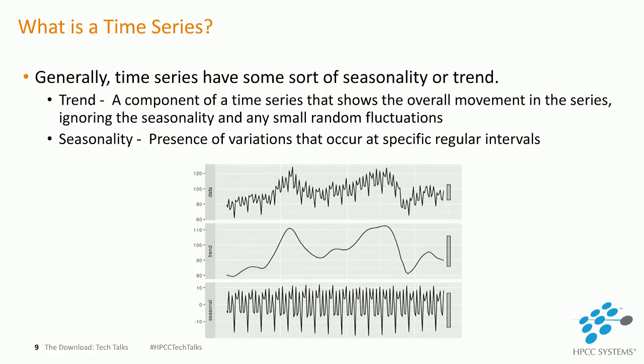Generally, time series have some sort of seasonality and trend. A trend is the component of a time series that shows the overall movement in the series, ignoring the seasonality and any small random fluctuations. This can be seen in the chart below, where the data is on the top of the chart while the trend is in the middle. As you can see, the random and small fluctuations have been removed from the original data.